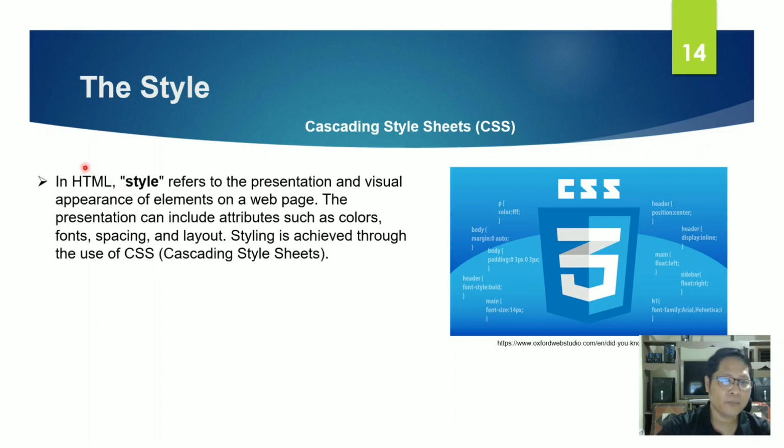So in HTML, style refers to the presentation and visual appearance of elements on a web page. The presentation can include attributes such as colors, fonts, spacing, and layout. Styling is achieved through the use of CSS, or cascading style sheets.